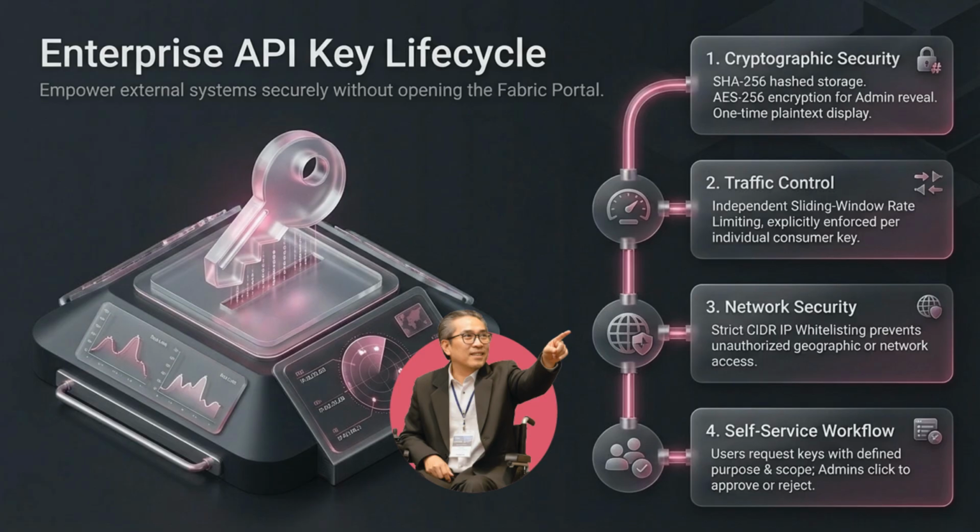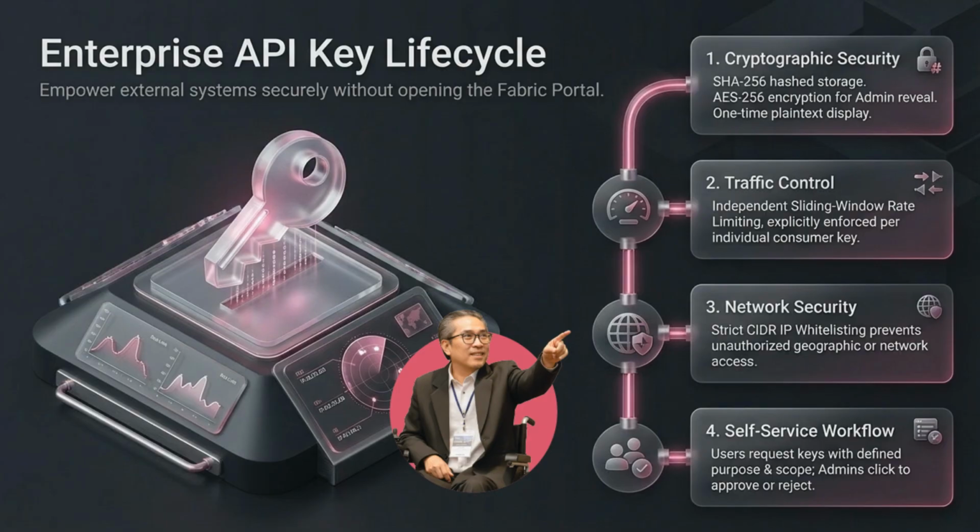Now, let's look at the Enterprise API Key Lifecycle. Our goal here is to empower external systems securely, without exposing the Fabric portal. We do this through 4 key pillars. First, cryptographic security. We use SHA-256 for hashing and AES 256 encryption. Keys are shown in plain text only once to ensure maximum protection.